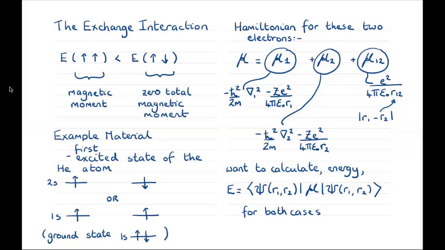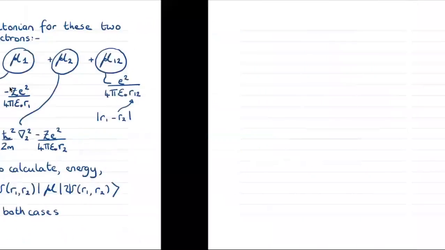Okay, so that's the problem. How will we proceed? Well, we have to first write down these wave functions for the case where the spins are parallel and where the spins are anti-parallel. And so we're going to do that. We're going to write down correct wave functions, but the derivation will be a little bit qualitative.